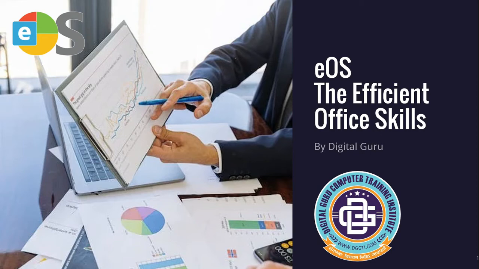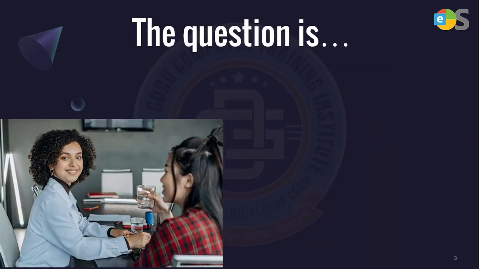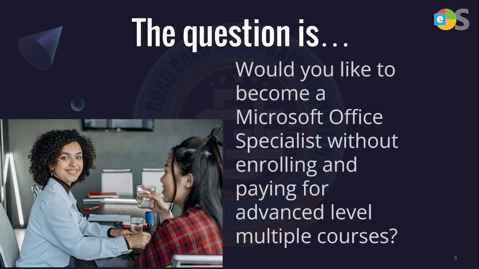85% of people don't even have the focus to complete this video, and there is no question why more than 70% of candidates are jobless out there. The question is, would you like to become a Microsoft Office specialist without enrolling and paying for advanced level multiple courses? Well, if it was a yes, then understand something, which we call the eOS, or the Efficient Office Skills course.